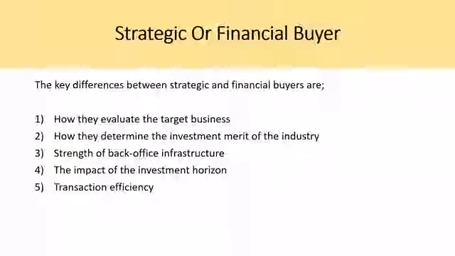Whereas with a financial sponsor, they're not integrating it into an existing business. They're just adding ownership, right? So they have their ownership, and they're going to maybe change some management, but they need to evaluate back office more. So there's much more analysis for the financial buyer than the strategic buyer when it comes to back office infrastructure. Number 4, the impact of the investment horizon.